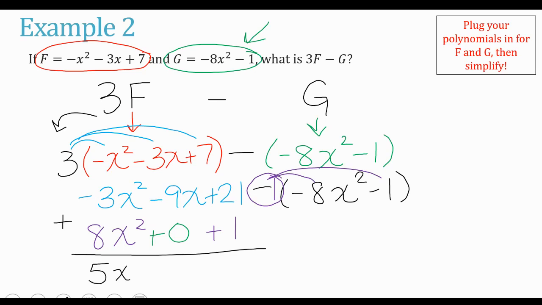And then do not touch the exponents here. Anything plus 0 is itself. So that 9x is just going to come down. And then 21 plus 1 is 22. And our answer is in standard form. So we put it in a box and we're done.